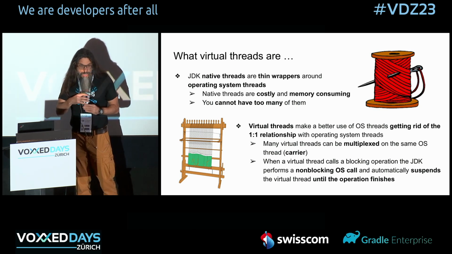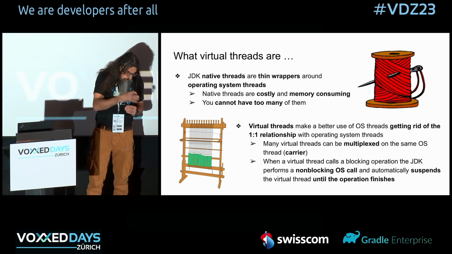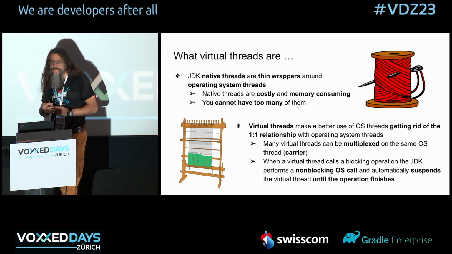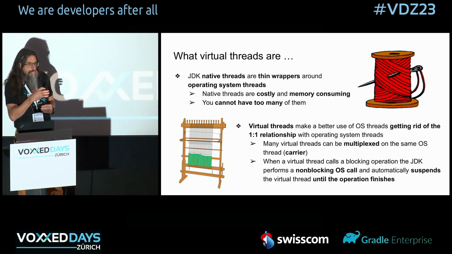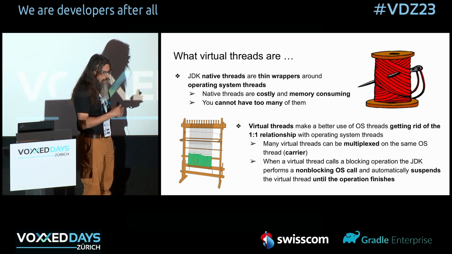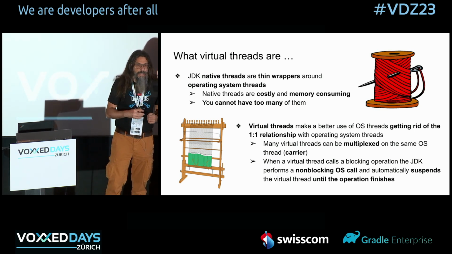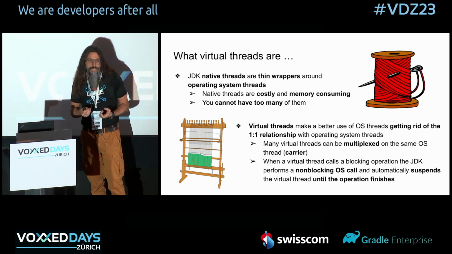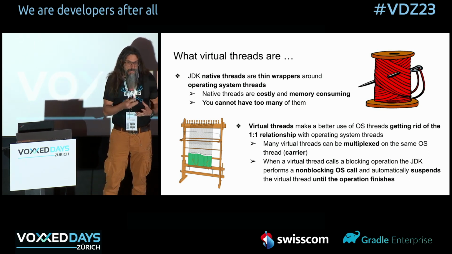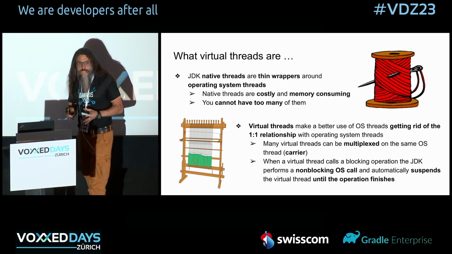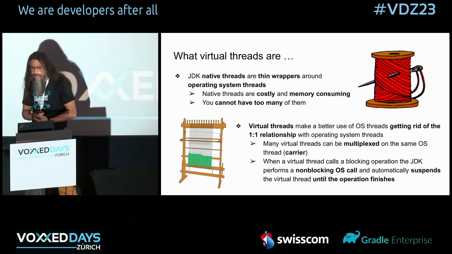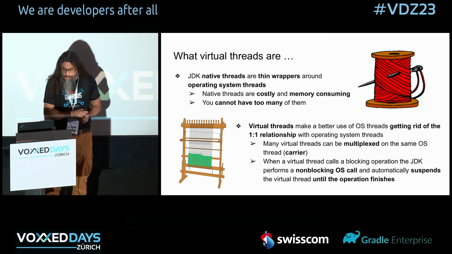Okay, so what Project Loom does with virtual threads is getting rid of this constraint of this one-to-one relationship between operating system thread and Java thread, meaning that the operating system threads now are basically used as a carrier for many virtual threads. So in essence, many different virtual threads can be multiplexed on the same operating system thread.